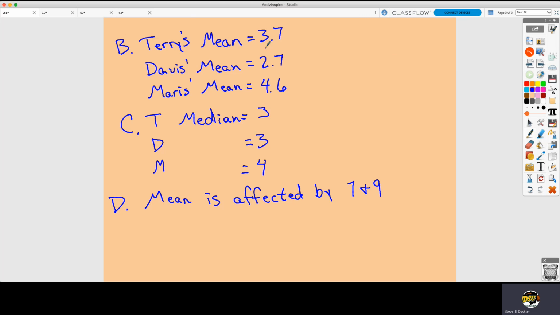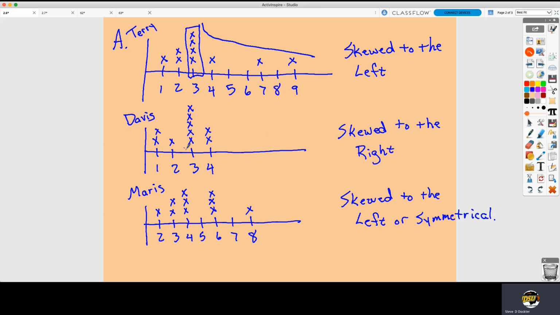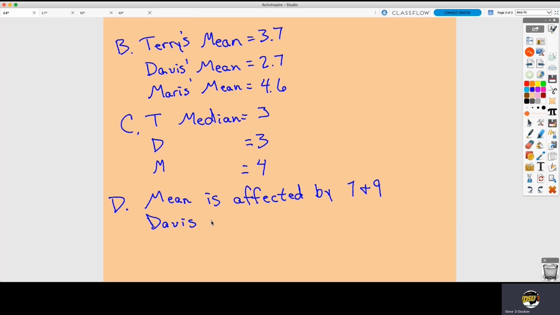All right, if you look at Davis's, our mean is 2.7, our median is 3. They're almost right on top of each other. And if we look at that graph, well, that's where most of our data points are, aren't they? Okay, so because of that, Davis's is pretty symmetrical around the mean and the median.